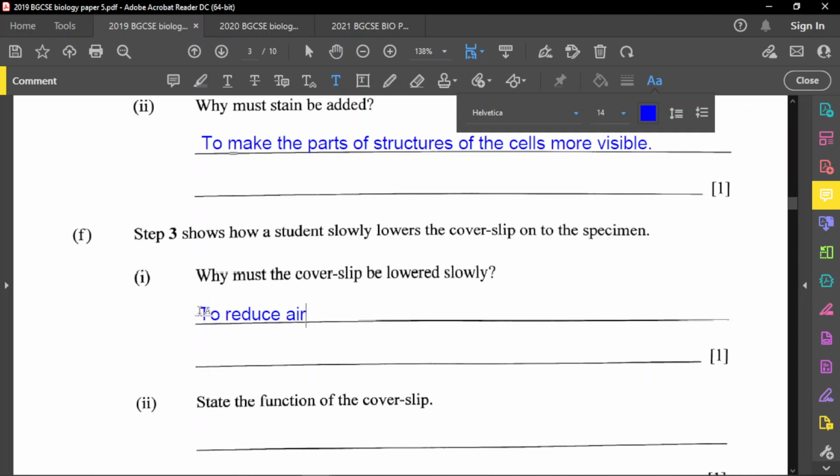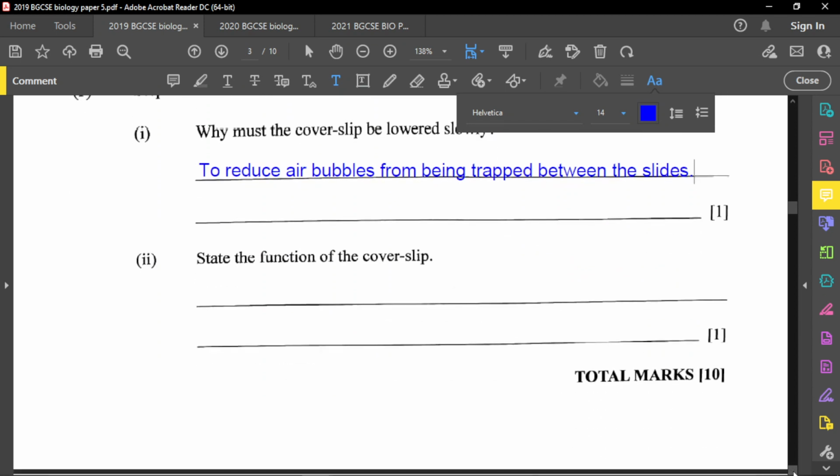So to reduce air bubbles from being trapped between the slides. If you push it down too hard, the bubbles will be between the slides. And of course, looking through the microscope at the bubbles, you may even confuse parts of a cell with the bubbles as well. So you want to make sure that you have little to no bubbles between the slides.